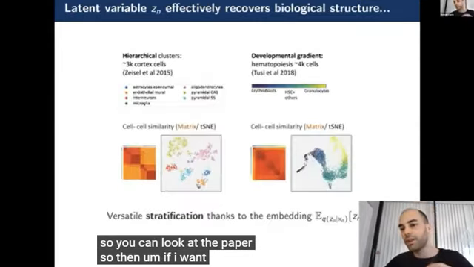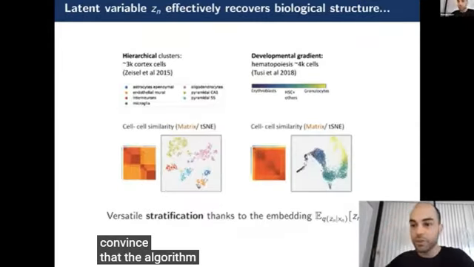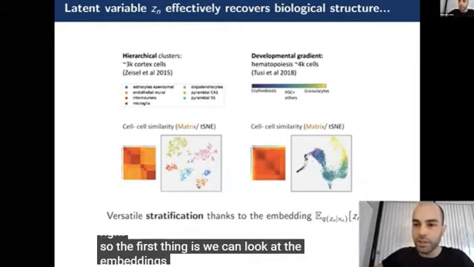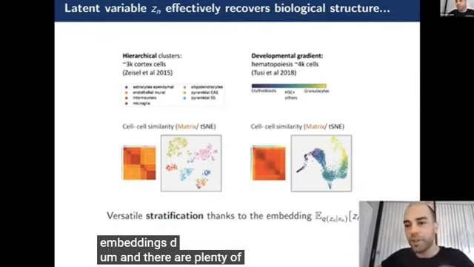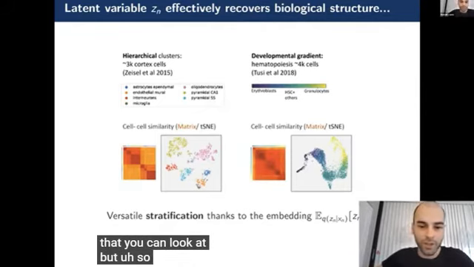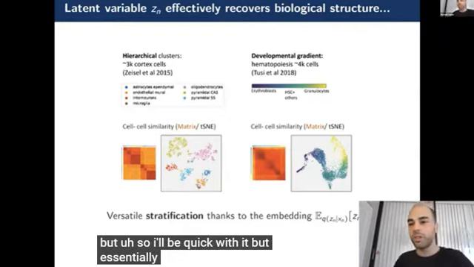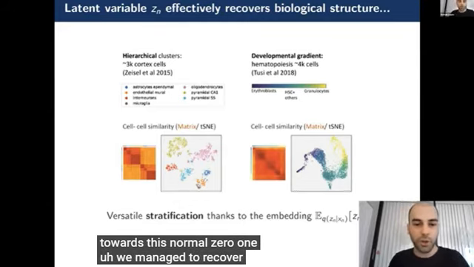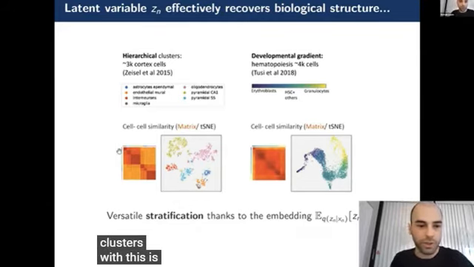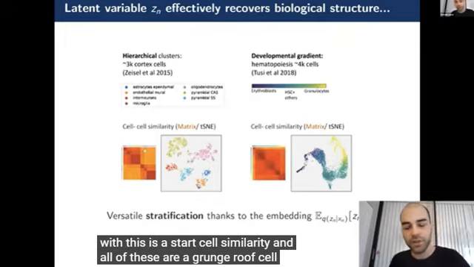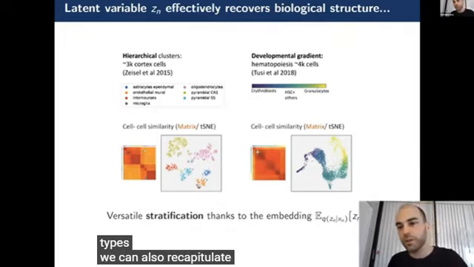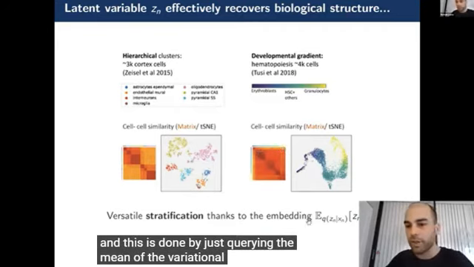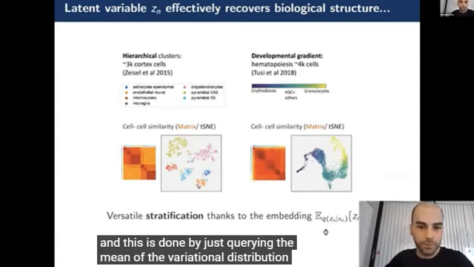Then, if I want to convince you that the algorithm is useful, we would like to investigate the latent variables. The first thing is we can look at the embedding Z. There are plenty of benchmarks that you can look at, so I'll be quick with it. But essentially, even if we have a prior that shrinks toward this normal 0,1, we managed to recover hierarchical clusters. This is a cell-cell similarity, and all of these are ground truth cell types. We can also recapitulate some developmental gradients, and this is done by just querying the mean of the variational distribution.